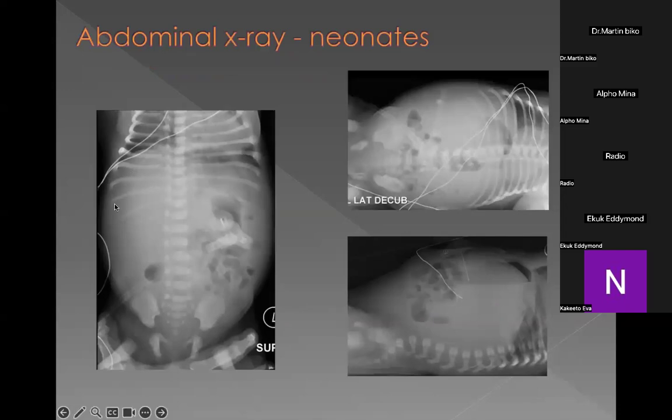You can see the X-ray, which has been taken in the supine position. So the baby is lying on the back. Lateral decubitus: the baby is lying on the side. And again, the baby lies on the back, but with the horizontal view.